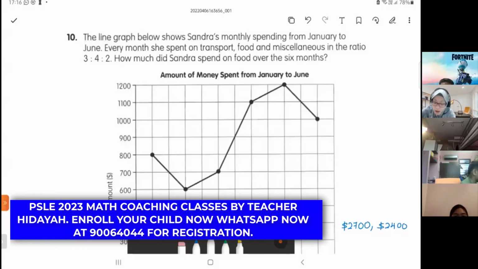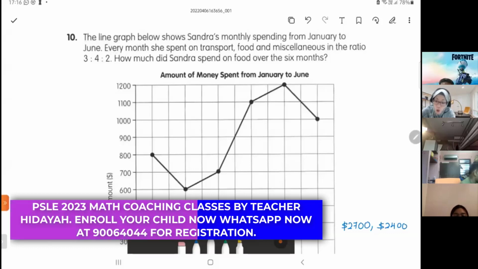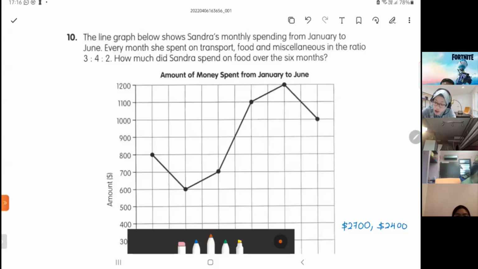Okay, so the line graph below shows Sandra's monthly spending from January to June. Every month she spent on transport, food, and miscellaneous in the ratio of 3:4:2. Transport, food, miscellaneous. How much did Sandra spend on food over the 6 months?